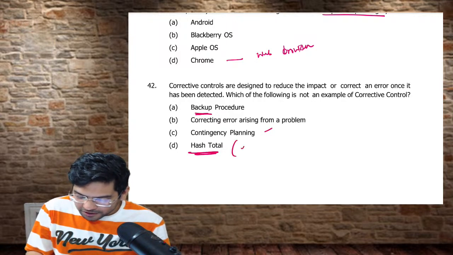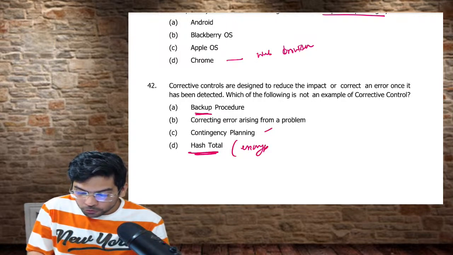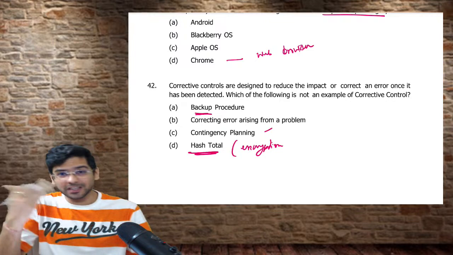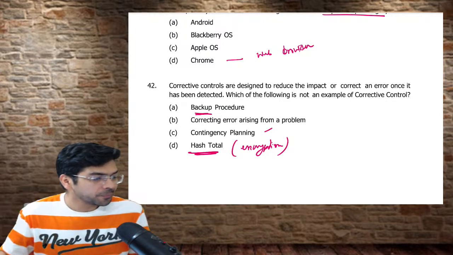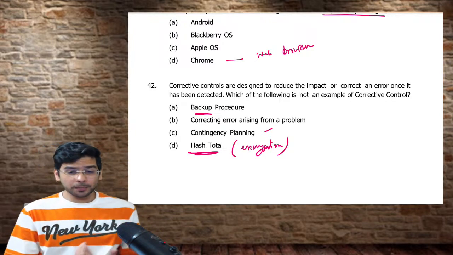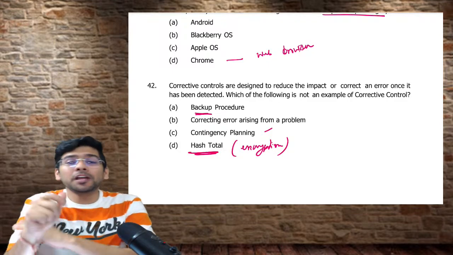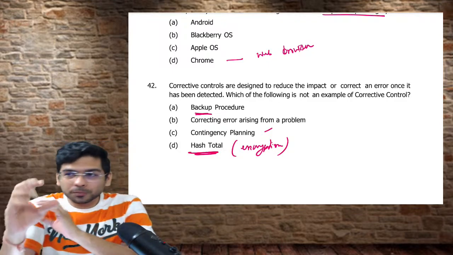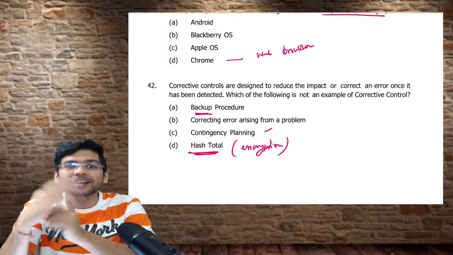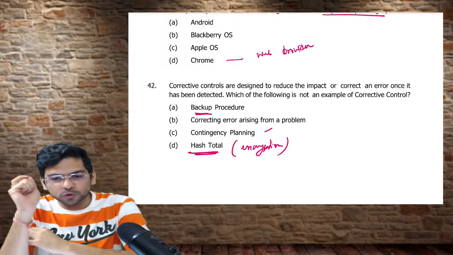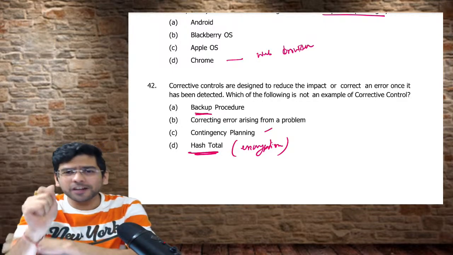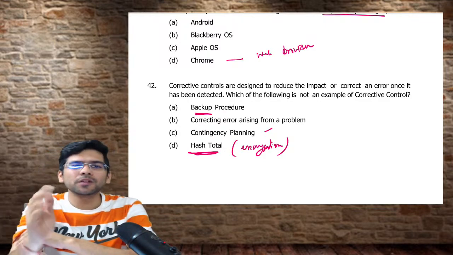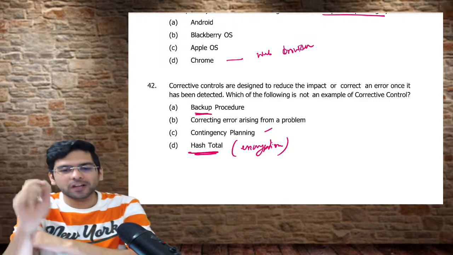corrective control, guys. Hash total, for the time being, I'm not going into the details as to what is hashing, what is hash total. It is a kind of, let's say, encryption. It is a form of encryption, encrypting your data so that unauthorized persons cannot read it or see it. It is a kind of preventive control. So hash total is a kind of encryption only. So this will be a part of, let's say, preventive control rather than corrective.